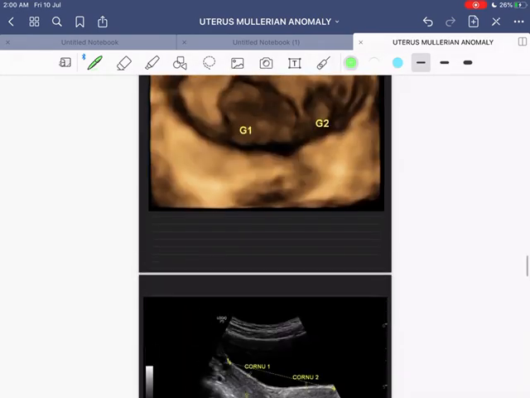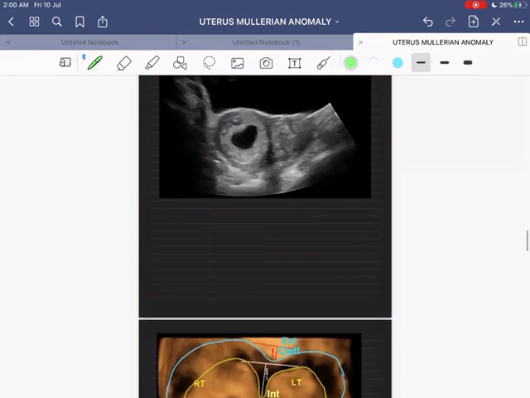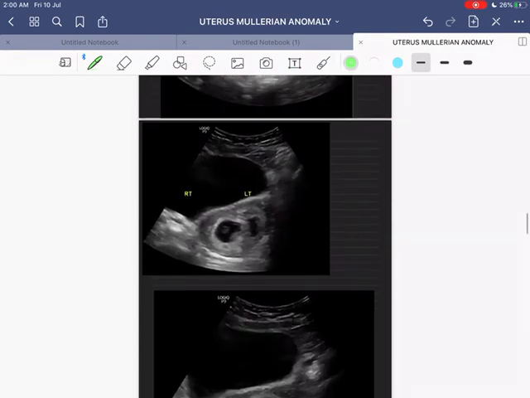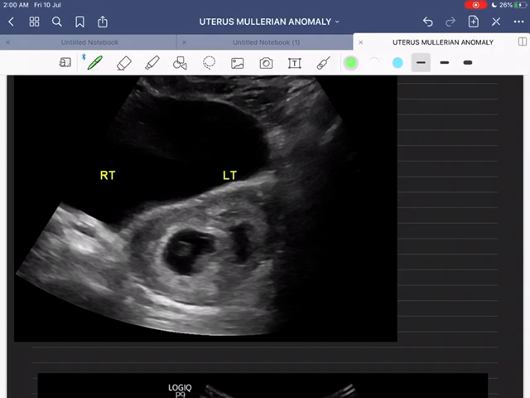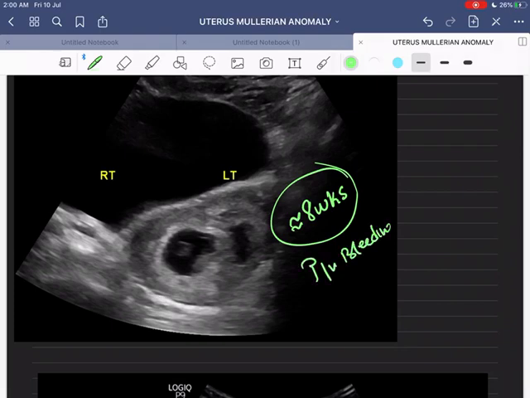Now let us see the next case. The next case is an antenatal USG image. The patient was approximately 8 weeks from the last menstrual period, and she presented with per vaginal bleeding. Upon doing the USG, we saw this image.